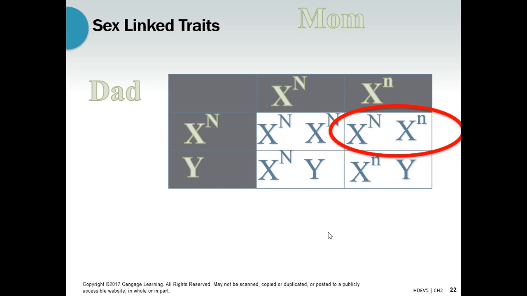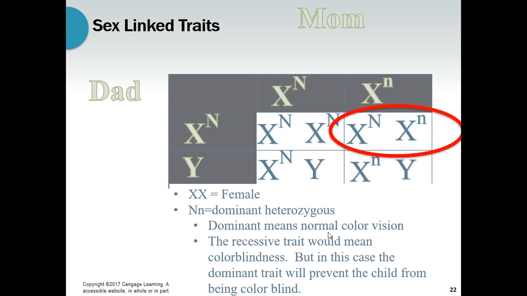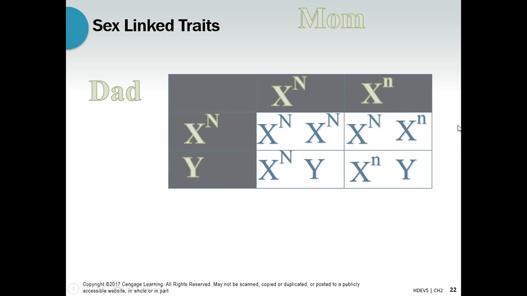Now, this individual is also going to be a female, two X's. But this individual is going to be dominant and heterozygous. Dominant because they clearly have a dominant allele, the capital N. That means they're going to have normal color vision. But they are going to be carriers of the recessive trait. But they will have normal color vision.